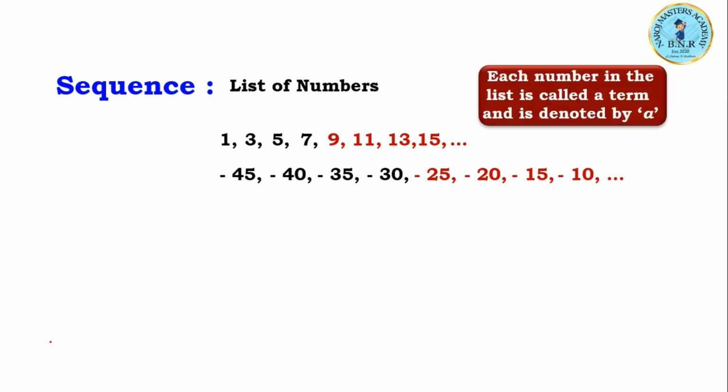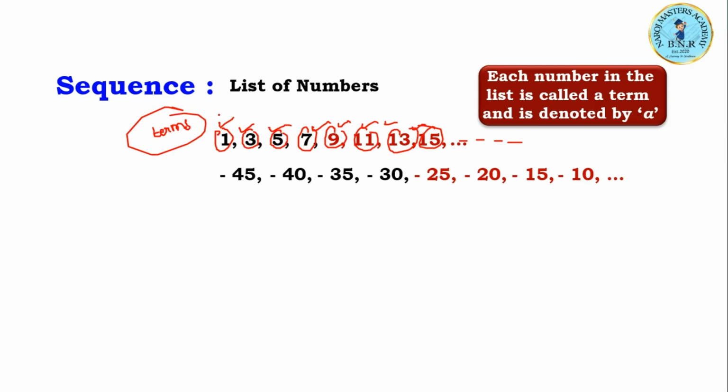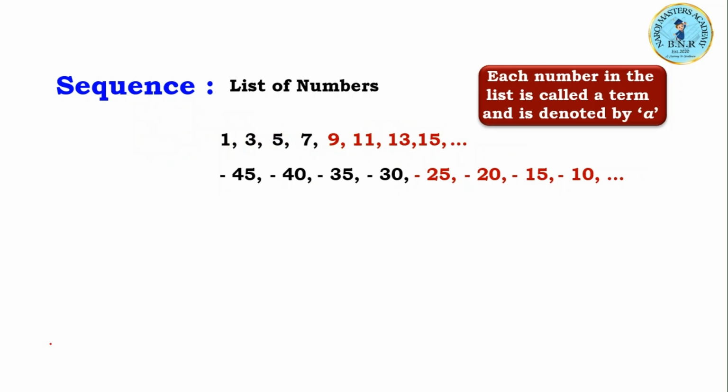Now each number in the list is called a term, and it is denoted by A. In a given sequence, these are the numbers, and each number is called a term. So first term, second term, third term, fourth, fifth, sixth, seventh, eighth, and so on. We represent these terms with the letter A. So the first term is A1, second is A2, A3, A4, and so on. Is it clear what is meant by sequence and what is a term?